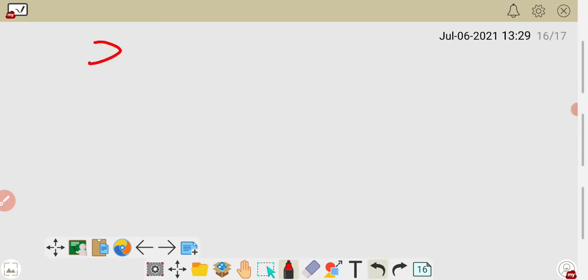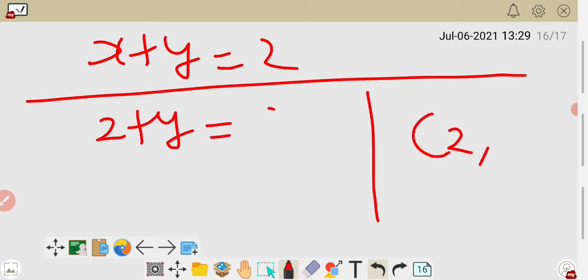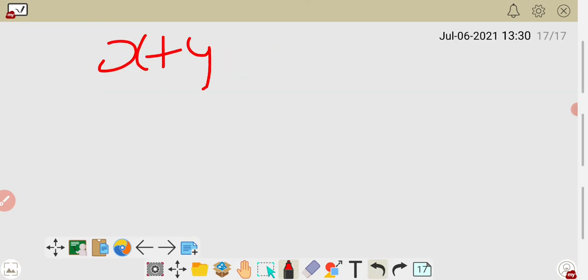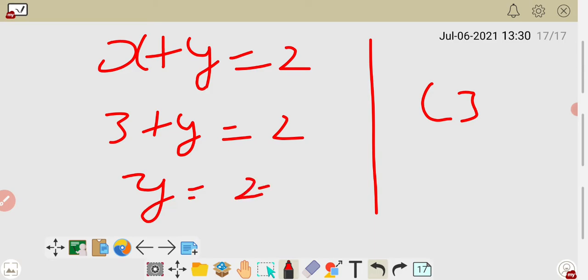On the next page, same equation is there. Now you take, in place of x, 2, then 2 plus y is equal to 2, then y is equal to 2 minus 2, y is equal to 0. Then (2, 0) is also a solution. For the next one you take the same equation, and in place of x you write 3. Then 3 plus y is equal to 2, then y is equal to 2 minus 3, then y is equal to minus 1. So (3, -1) is a solution.